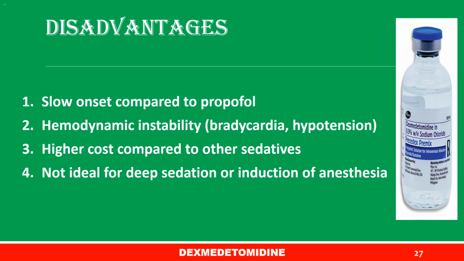Disadvantages of dexmedetomidine. 1. Slow onset compared to Propofol. Dexmedetomidine takes longer to work than Propofol. 2. Hemodynamic instability, bradycardia, hypotension. Dexmedetomidine can cause slow heart rate or low blood pressure. 3. Higher cost compared to other sedatives. Dexmedetomidine costs more than some other sedating medicines. 4. Not ideal for deep sedation or induction of anesthesia. Dexmedetomidine isn't best for very deep sedation or starting anesthesia.